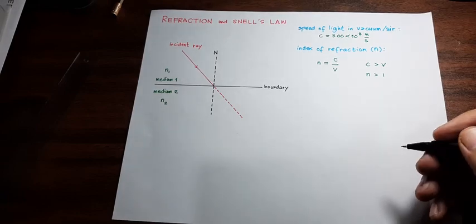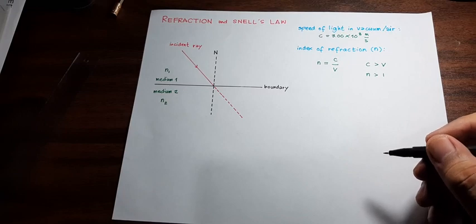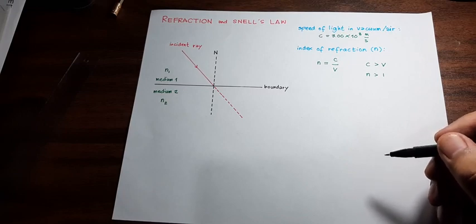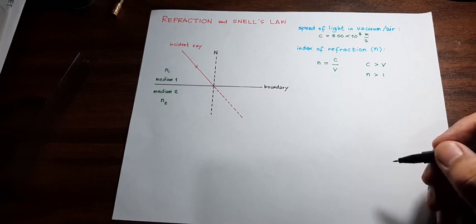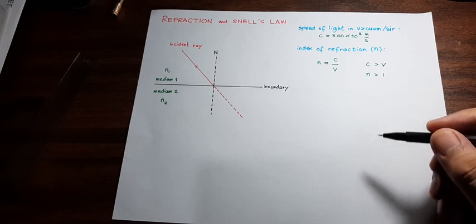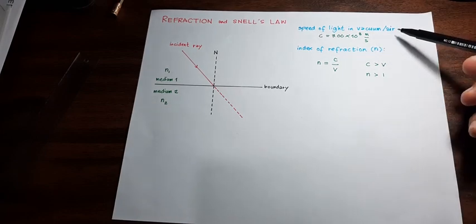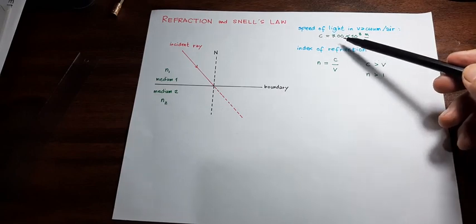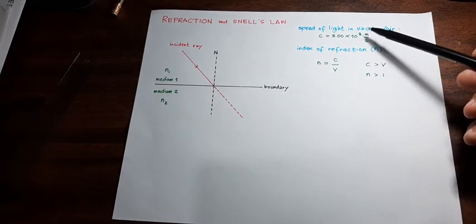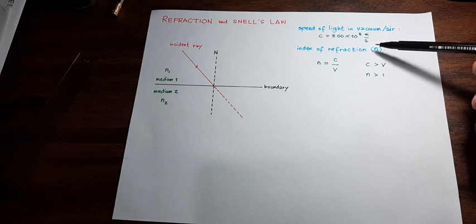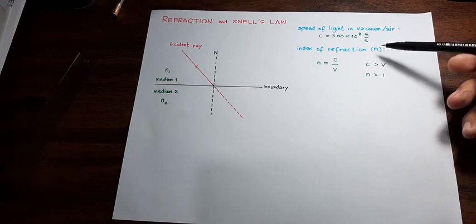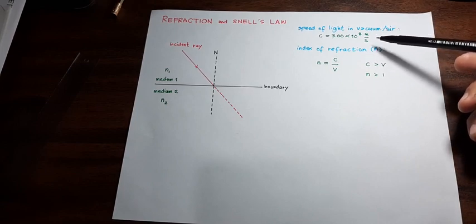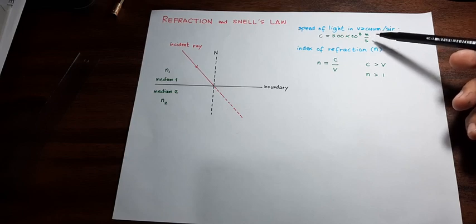This is part 1 of our lesson on refraction of light. Refraction is defined as the change in velocity of light as it travels through different media. The speed of light in vacuum or in air, denoted as the small letter c, is equal to 3.00 times 10 to the 8 meters per second. The speed of light in any other transparent medium is less than that.